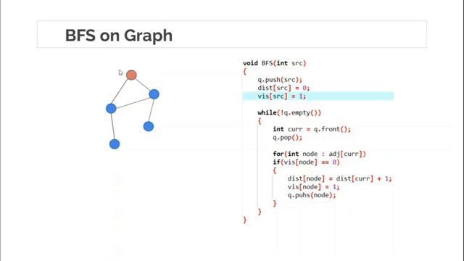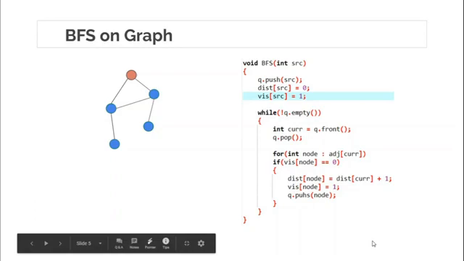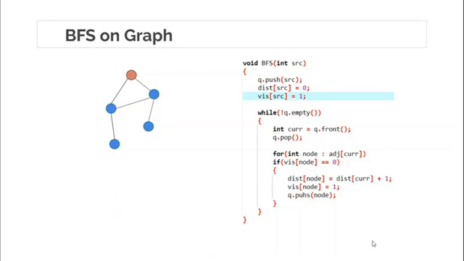So basically we are assuming this to be the source vertex. What we have done is inserted this into the queue, marked its distance from source to be 0, and also marked it as visited. After that, while the queue is not empty, this whole algorithm, I have already explained how BFS is applied on graph in the graph theory series part 1 course as well.